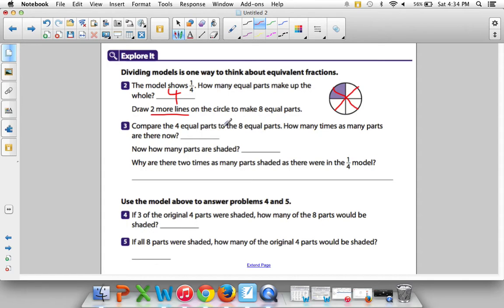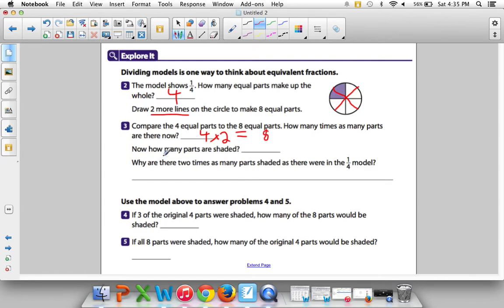Compare the 4 equal parts to the 8 equal parts. How many times as many parts are there now? Well, before there were 4, then there were 8. So how did we get 4 to 8? We times it by 2, didn't we? 4 times 2 equals 8.